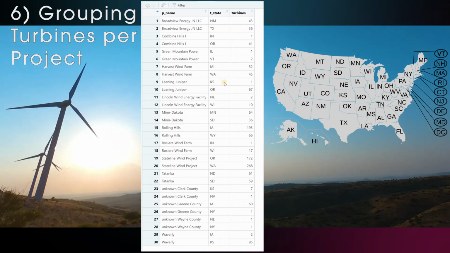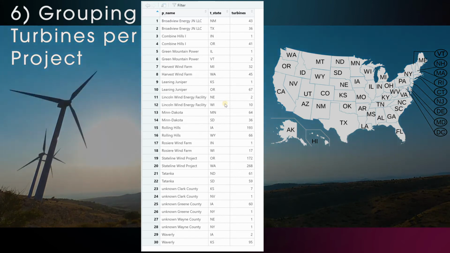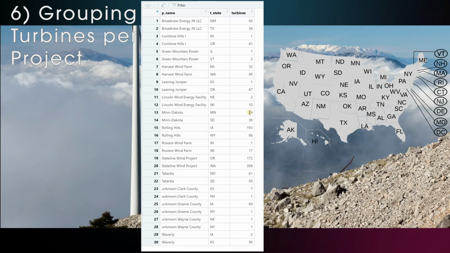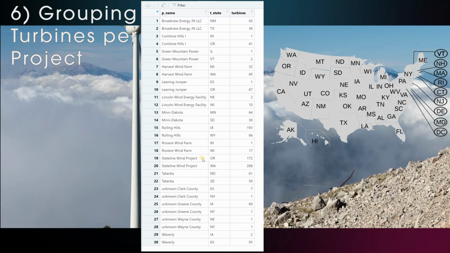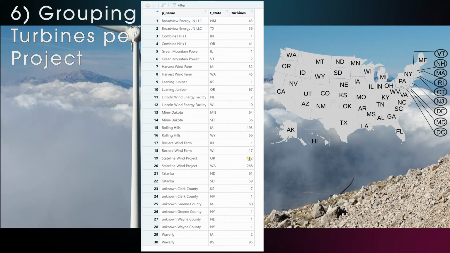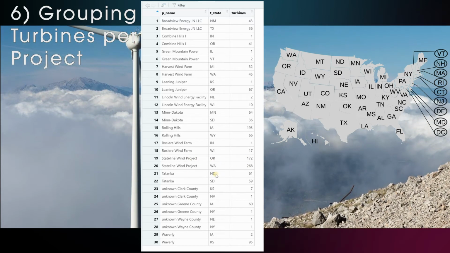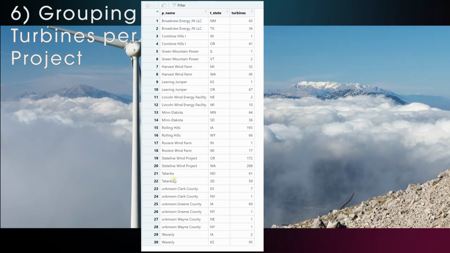Leaning Juniper in Oregon and Kansas are also not related. Neither is Lincoln Wind Energy in Nebraska and Wisconsin. But Min Dakota is a project between Minnesota and South Dakota. The third one is the Stateline Wind project with a few hundred wind turbines both in Oregon and Washington. And Tatanka is number 4 between North and South Dakota.